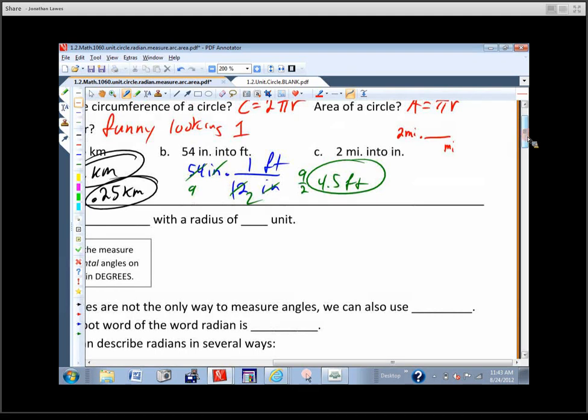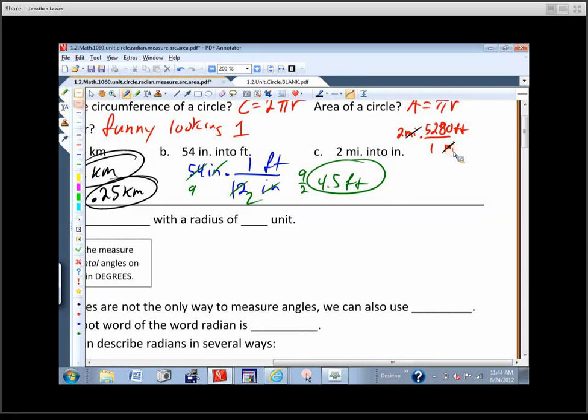So let's think of a different unit that I could change it into. A mile is 5,280 feet. So if I put 5280 on the top, that's how many feet there are in a mile. I can cancel off the miles.